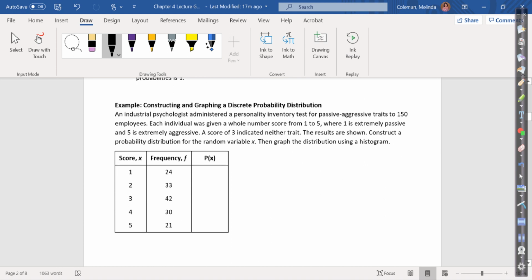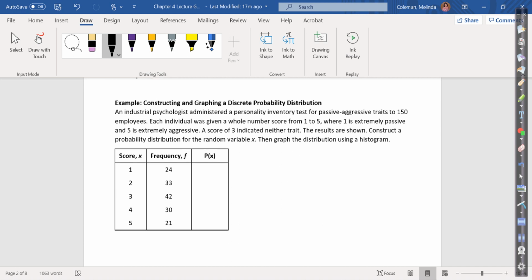So, an industrial psychologist administered a personality inventory test for passive-aggressive traits to 150 employees. Each individual was given a whole number score from 1 to 5, where 1 is extremely passive and 5 is extremely aggressive. A score of 3 indicates a neutral or neither trait. The results are shown below. Construct a probability distribution for the random variable x, then graph that using a histogram.